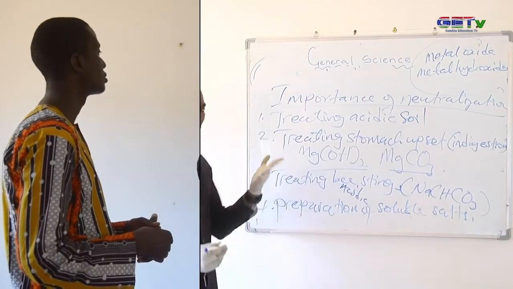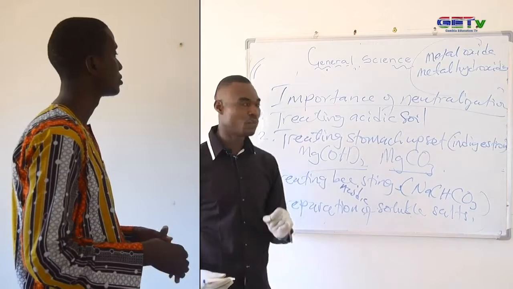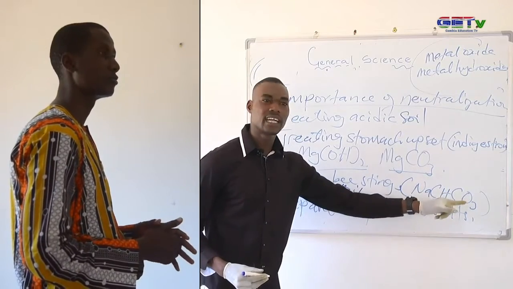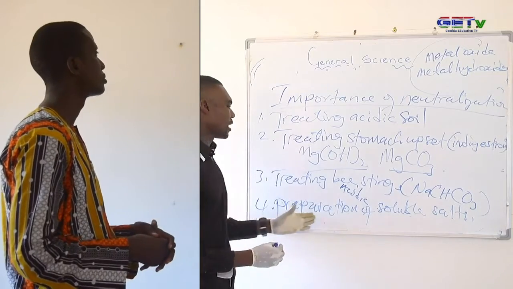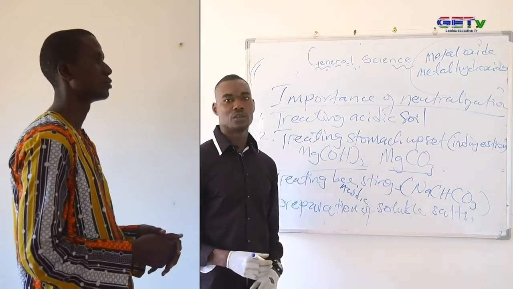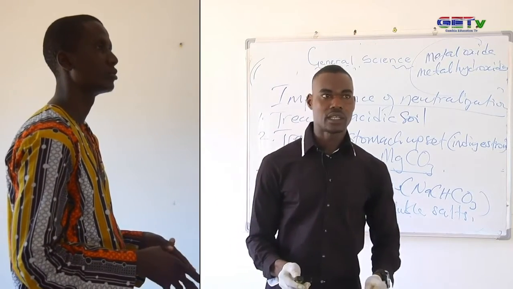Then 3, neutralization can also be applied in treating bee stings, by using baking powder, sodium hydrogen carbonate. 4, neutralization is important because it's used in the preparation of soluble salts. Please take note of these very important points about neutralization.